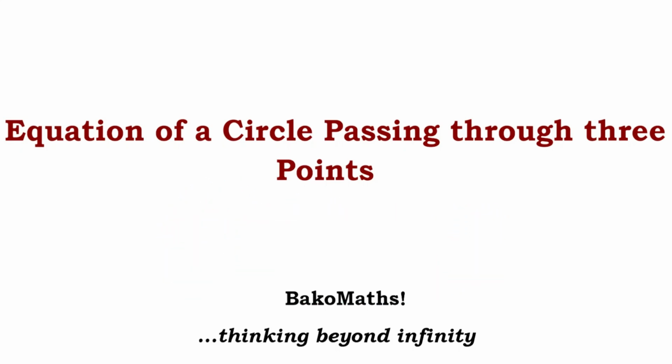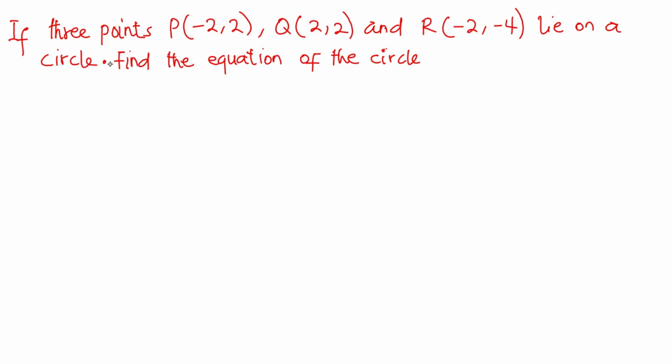Now let's get started. So we have this example here, and it says that if 3 points P(-2, 2), Q(2, 2), and R(-2, -4) lie on a circle, find the equation of the circle. Since we are finding the equation of a circle, we should quote the formula for the equation of a circle. Then we do a substitution for the given points, and at the end we are going to have simultaneous equations. We solve them simultaneously, and at the end we are going to have the equation of a circle. So that is the general overview of it.